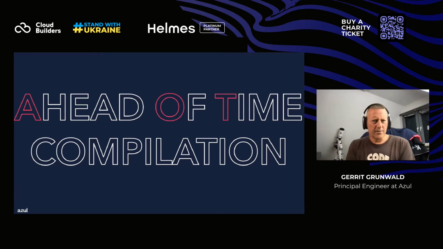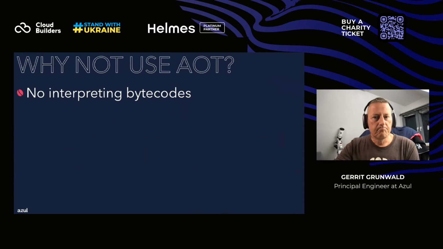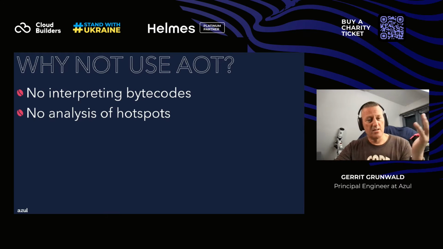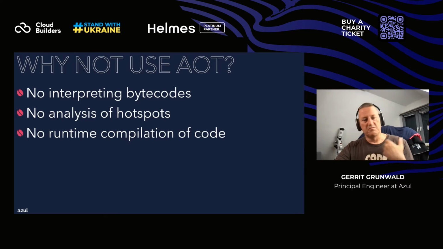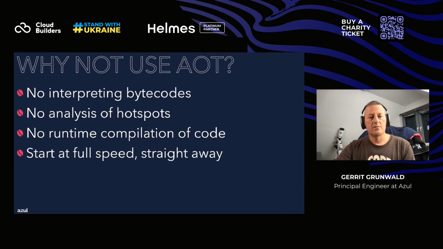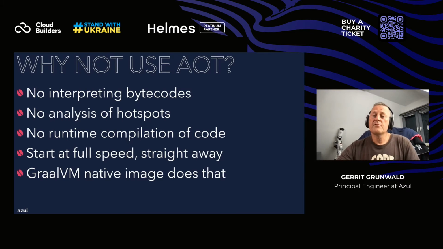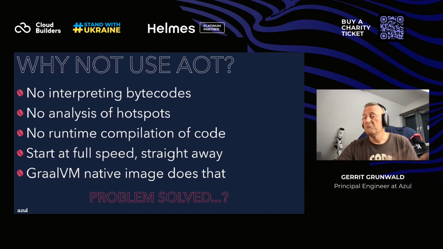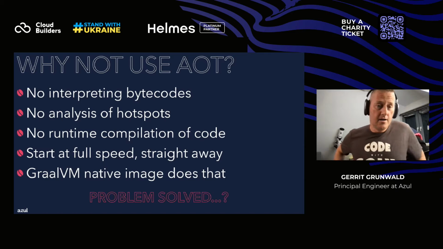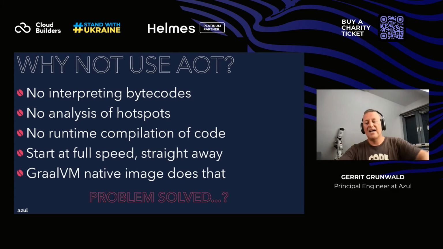Okay, and there's this other thing called ahead of time compilation. Well, this might be a good idea. Let's take a look at that one. So why not use it, right? Why not use AOT? So we don't have to interpret bytecodes anymore. We don't have to analyze hotspots. There's no runtime compilation of code, and we can start at full speed straight away. And GraalVM native image does that, right? So problem solved, right? So I saved you 30 minutes and we are done.